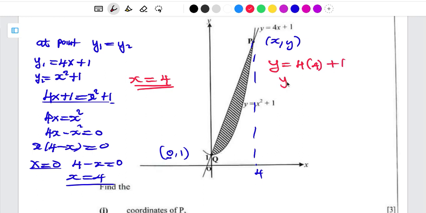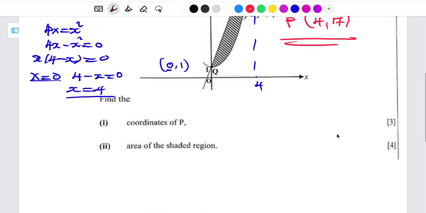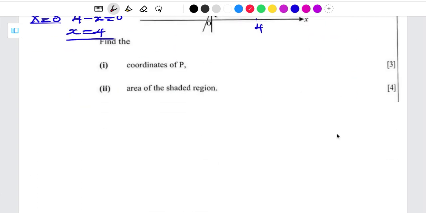Then what am I going to get? I'm going to get 17, which is positive 17. So writing the coordinates, we can say P, then open bracket, since the coordinates are in this form here. So x, that is 4, y, that is 17. Then from there, we are done answering Roman numeral number 1.